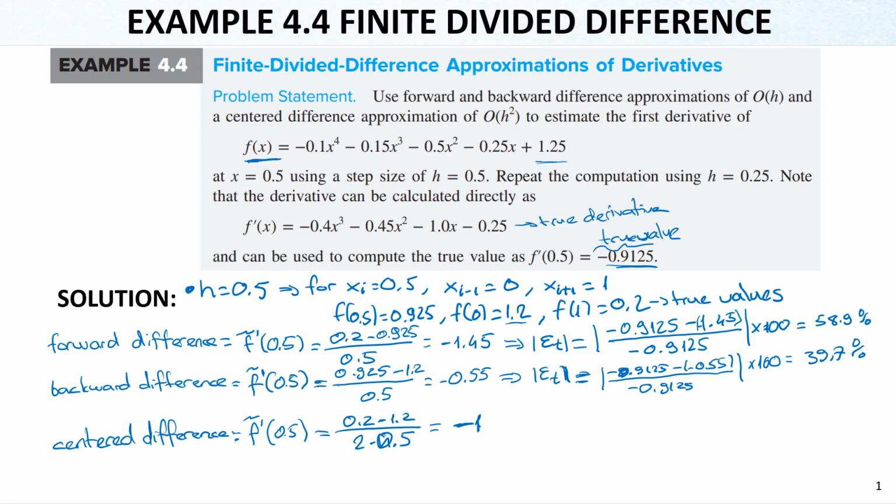And you can see this is very close to the true value. So as expected, center difference gave a better result actually. And we can see that from the epsilon t, or the error value as well, again the true value minus 1 divided by minus 0.9125 times 100.